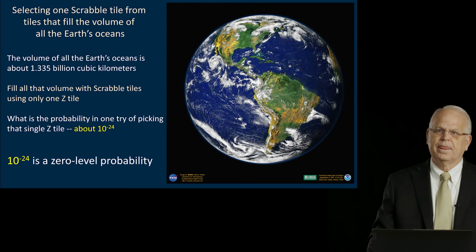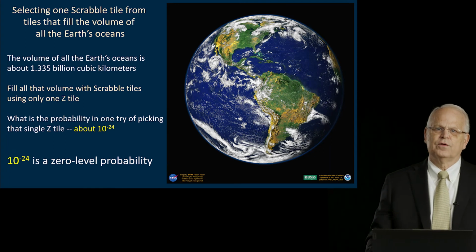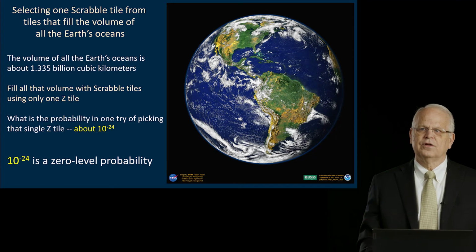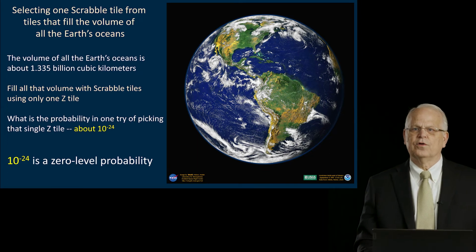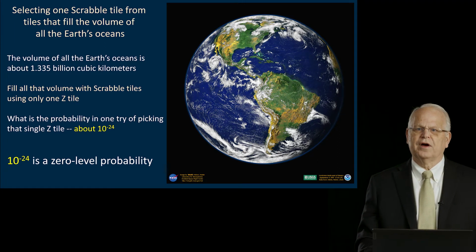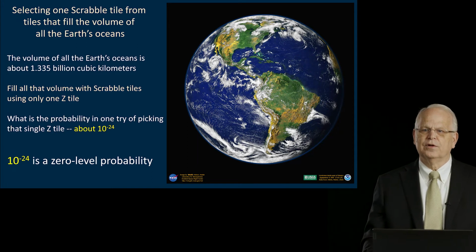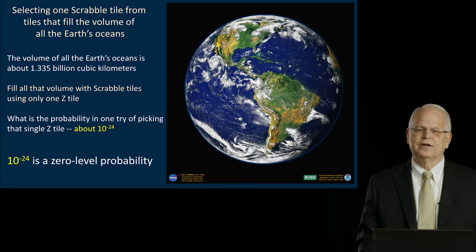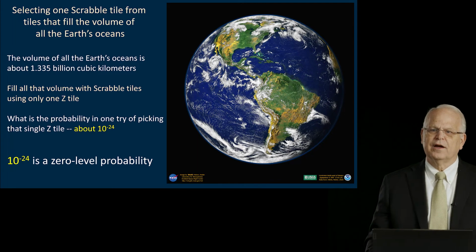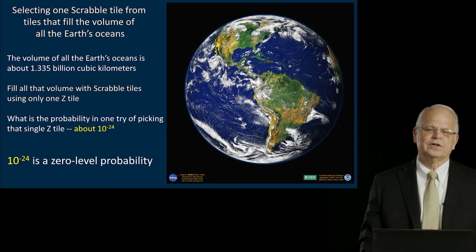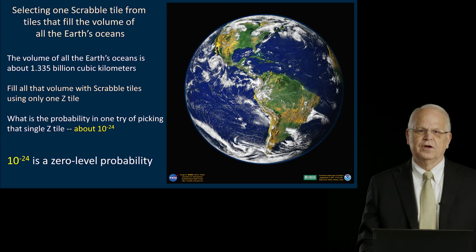But what if we expanded this and we were trying to select one Scrabble tile from Scrabble tiles that filled the volume of all the Earth's oceans? Just think about the time you've been to the ocean and how vast it is, how deep it is. Well, the volume of all the Earth's ocean is about 1.335 billion cubic kilometers. And if we filled all that volume with Scrabble tiles and used only one Z tile, what is the probability in one try of picking that single Z tile? Well, this can also be readily calculated, and it's about 10 to the minus 24. Now, I'm going to refer to 10 to the minus 24 as a zero-level probability, because it is the probability of grabbing one Z tile out of all the tiles that fill all the volume in the ocean. And I'm going to define that as a zero-level probability, something we can anchor to as something that does not happen.